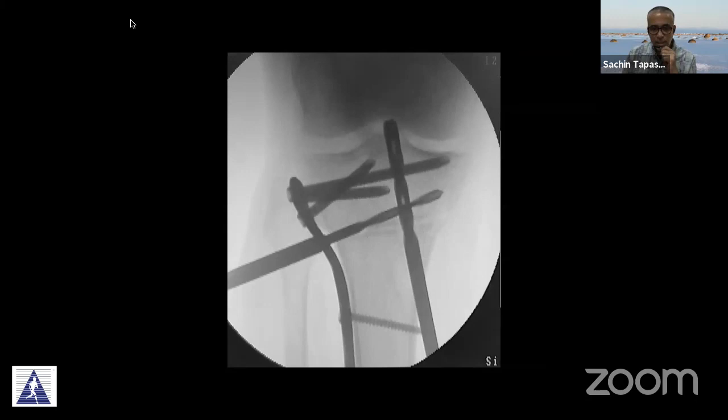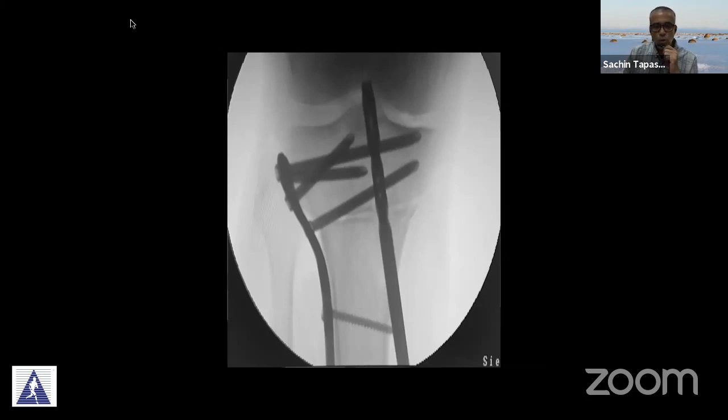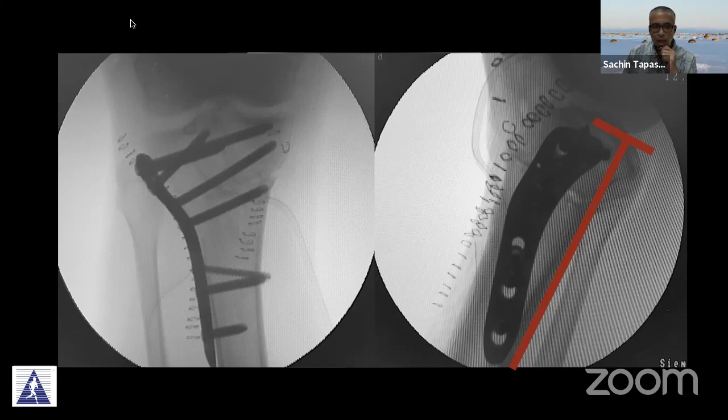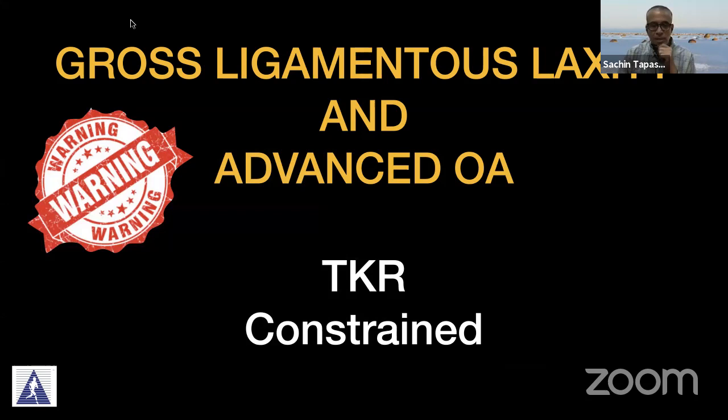And this patient required nothing short of a lateral closing wedge osteotomy with slope correction, in which we decrease the slope, and a concomitant ACL reconstruction at the same time. So remember, if you have ligamentous laxity, your go-to procedure should probably be an osteotomy rather than any form of arthroplasty. But what is more important is that when you have gross laxity due to disruption of ligaments with advanced osteoarthritis, then you're better off doing a total knee replacement, and you may need to make provision for using a constrained type of implant.